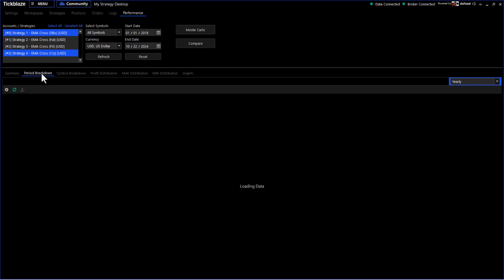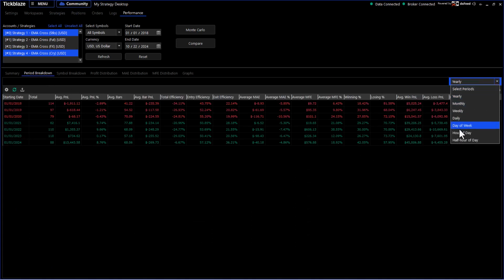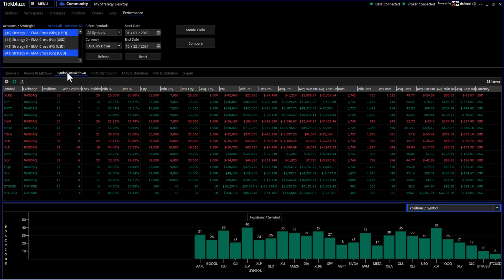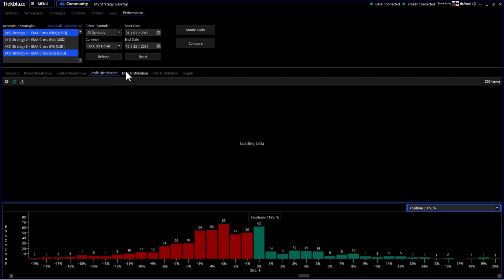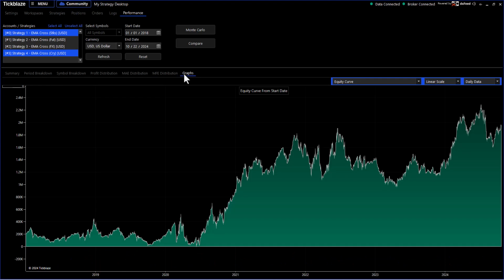You can also break your strategies down by period. Maybe you want to look at yearly timeframes, or maybe you want to look at the day of week or the hour of day. You have the ability to break it down by asset distribution to see which stocks or which markets or which crypto coins are performing. You also have the ability to look at profit distribution, MAE, MFE, and more importantly, the equity graphs as you see fit.